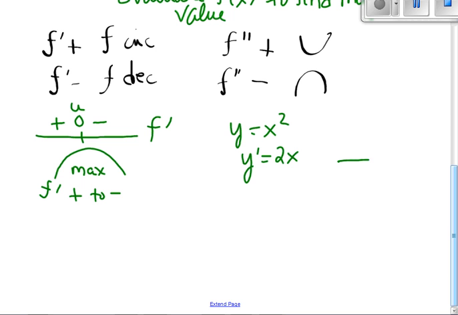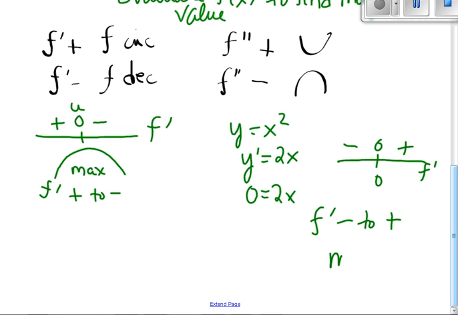Where's the critical point? The critical point is at 0. 0 equals 2x. And then you try a number to the right, like 1. This is positive. And if I try a number to the left, this is negative. And what happens here? Negative, positive, you have a minimum. Okay, so f prime is going from negative to positive. Therefore, we have a minimum, because my function would be looking like this.